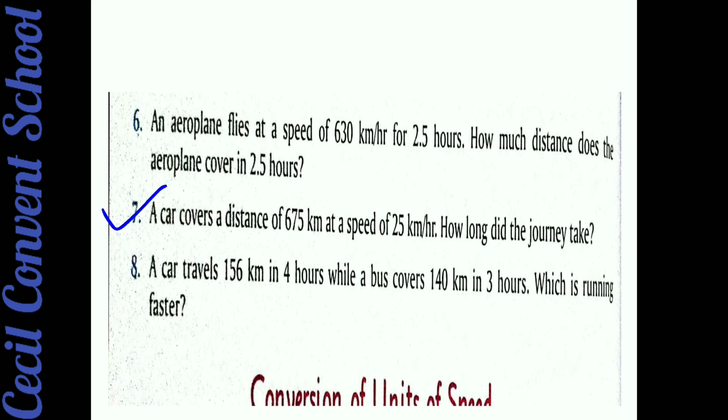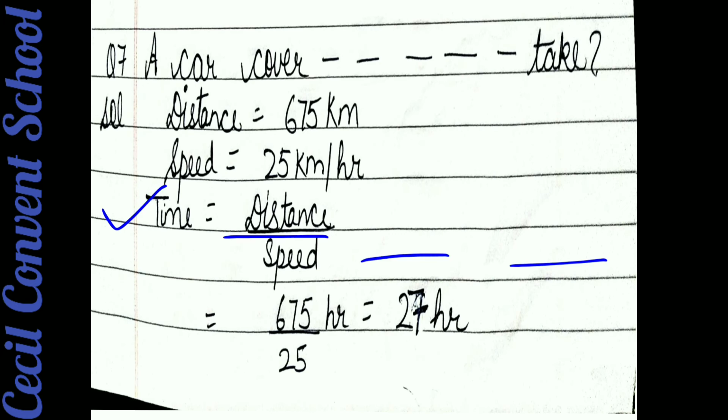Question number 7 is a car covers a distance, mean distance is given, 675 km at a speed of 25 km per hour. You have to find how long did the journey take, means they are asking a time from us. So we have to give time. How we find a time? Distance upon speed. So let's start it.